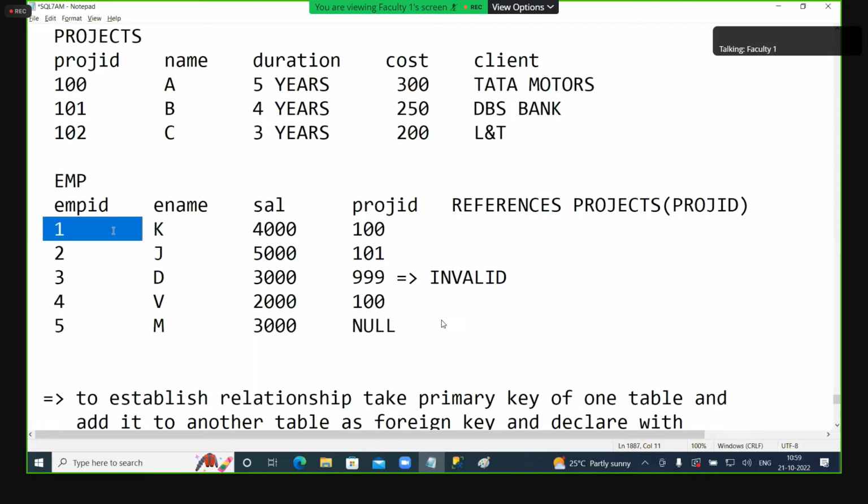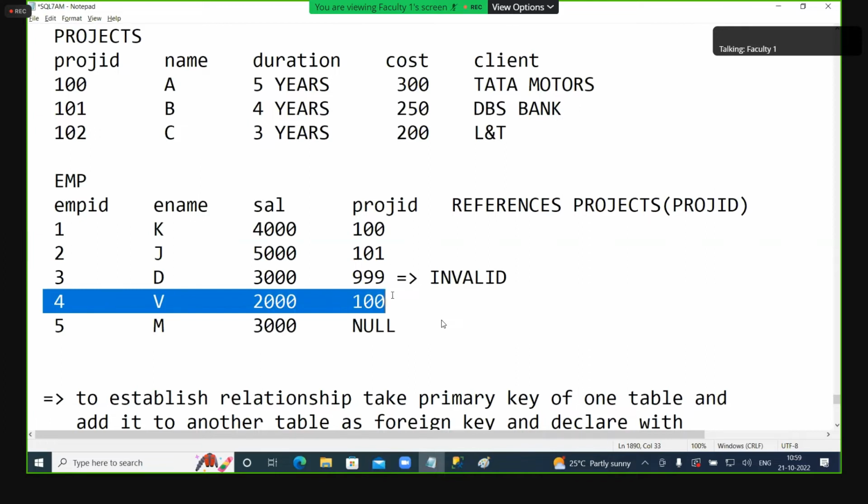See, employee 1 joined project 100. Yes, he is the one employee. Another employee joining project 100, don't accept, because my rule is one project, one employee. If a second employee joins project 100, don't accept this. I'm just giving a hint. You should get the logic. If you don't allow this, one-to-one is created. If you allow this, one-to-many is created. How to prevent this second one?